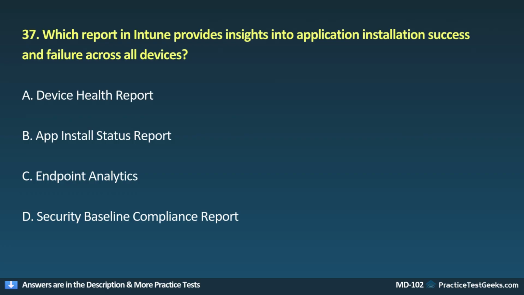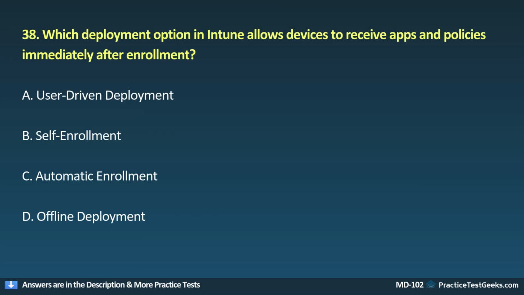37. Which report in Intune provides insights into application installation success and failure across all devices? A. Device Health Report. B. App Install Status Report. C. Endpoint Analytics. D. Security Baseline Compliance Report.